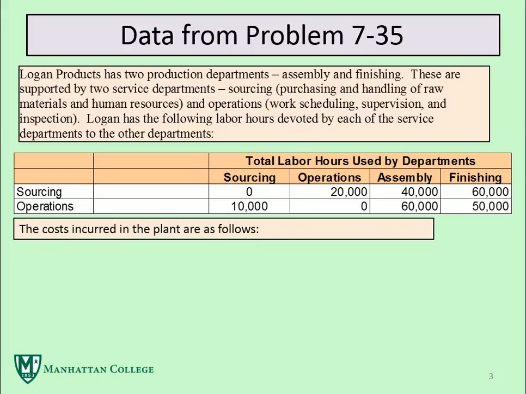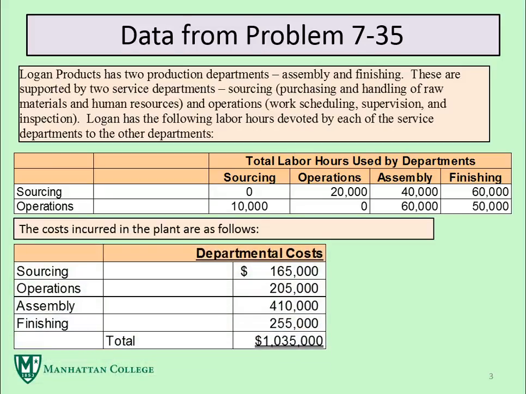So the next thing we're going to look at is not just the labor hours used by the departments, and remember, all costs or all drivers do not have to be labor hours. Sourcing could have one driver, operations could have another one. The costs incurred in the plant are as follows: for sourcing, $165,000; for operations, $205,000; for assembly, $410,000; and for finishing, $255,000, for a total of $1.035 million.